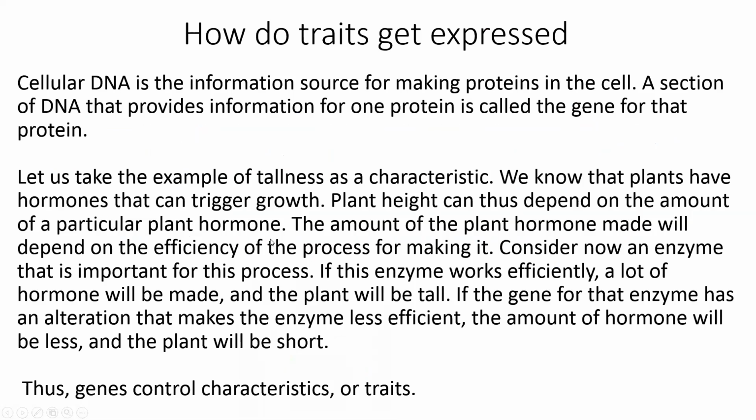Okay. So this one is a bit different from the whole chapter. Now, DNA is the information source for making proteins. We learned it in the last chapter. Now, a gene is a section of DNA that provides information for one protein. Okay. Now, this is basic. You can understand this with an example.